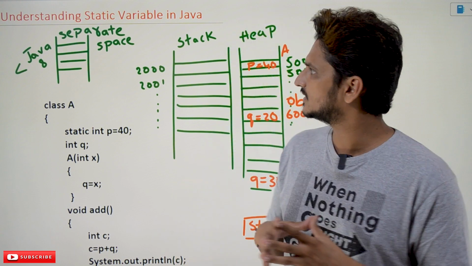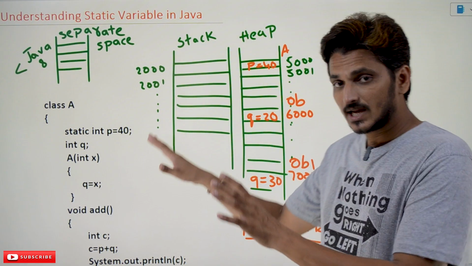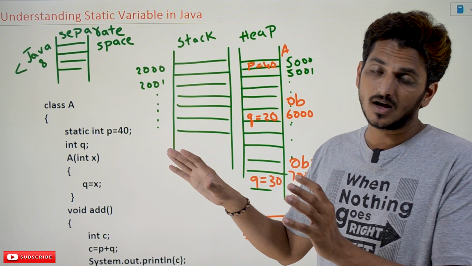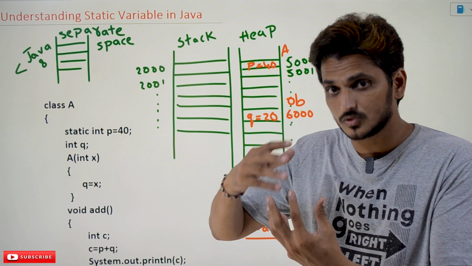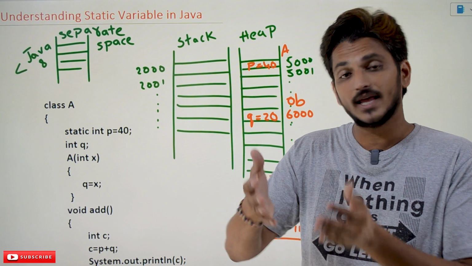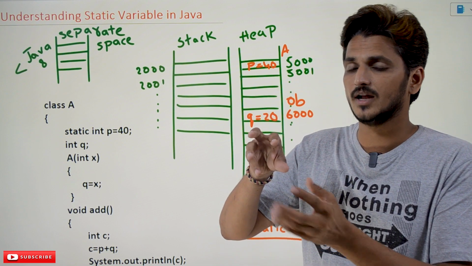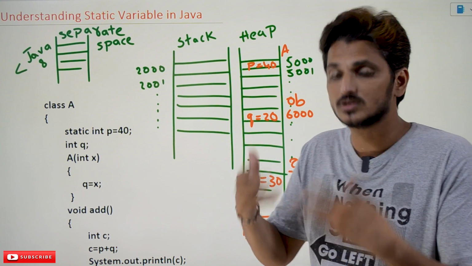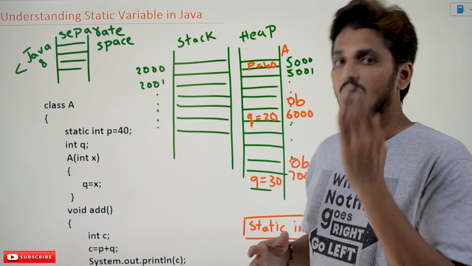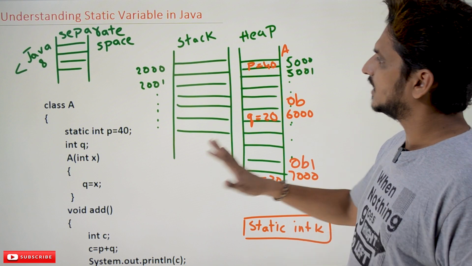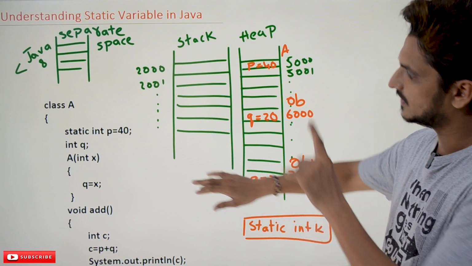Coming to today's class, first we take an example and understand how memory is allocated to static variables. Then at the end you are going to get clarity on what a static variable is and what the use of a static variable is. Now let's take the example.